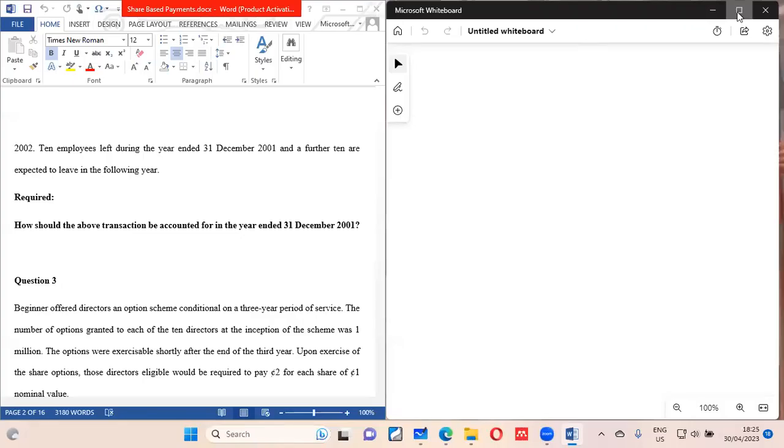Okay, so far so good. What we've tried to achieve so far is we've talked about what share-based payment is. We've also discussed the terminologies, and let me just remind us.